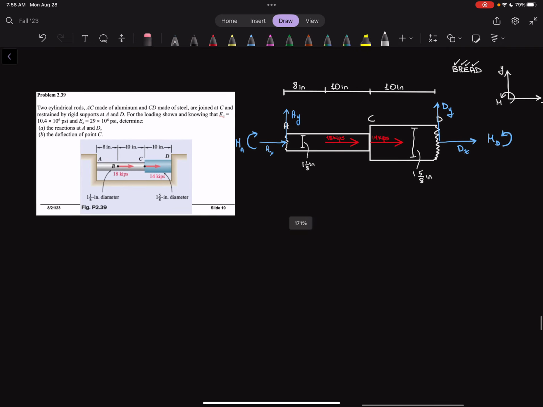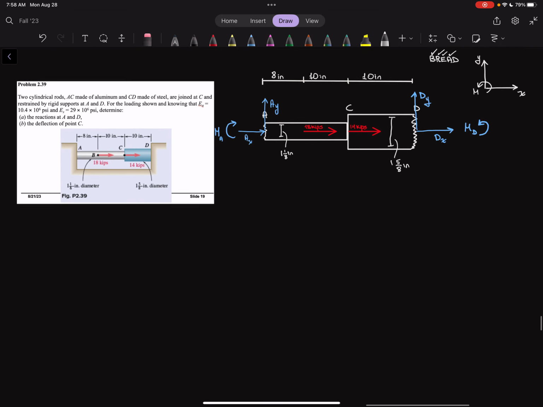Okay, so now that we have this, we can check this one as well, and we can think, well, if we do the sum of the forces here, let's see what we can exclude.